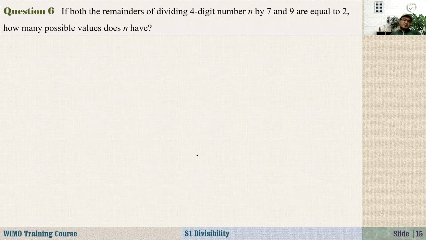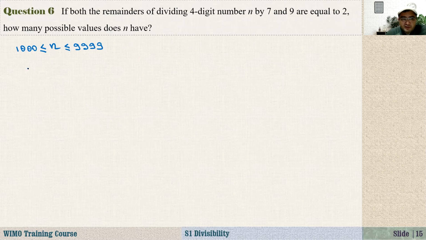Another question, question 6. If both the remainders of dividing 4-digit number n by 7 and 9 are equal to 2, how many possible values does n have? Right. So we are talking about a 4-digit number. That means n is greater than or equal to 1000 and less than or equal to 9999. So n is between 1000 and 9999 inclusive, right?